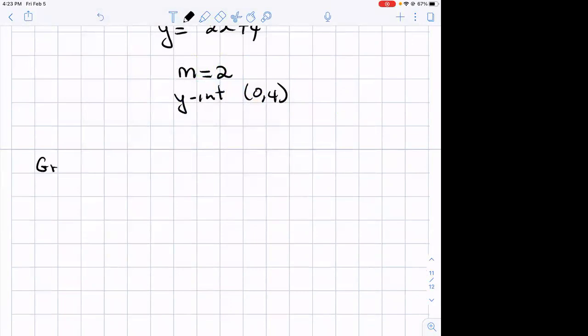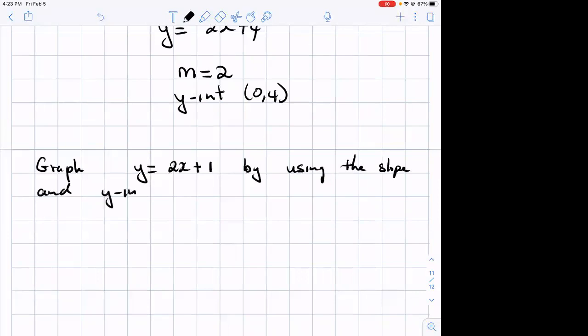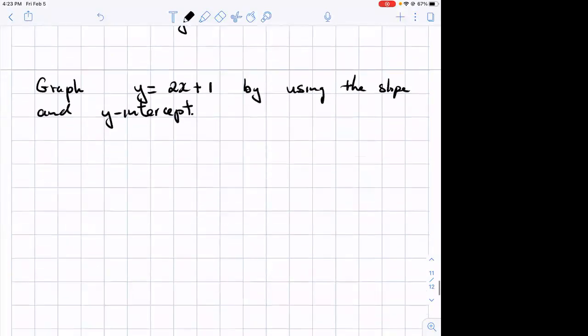So suppose I ask you to graph y equals 2x plus 1 by using the slope and y-intercept. So I'm really forcing you now to use the slope and the y-intercept. Okay? So we have y is equal to 2x plus 1. So we know here that m is equal to 2, and the y-intercept is 0, 1.